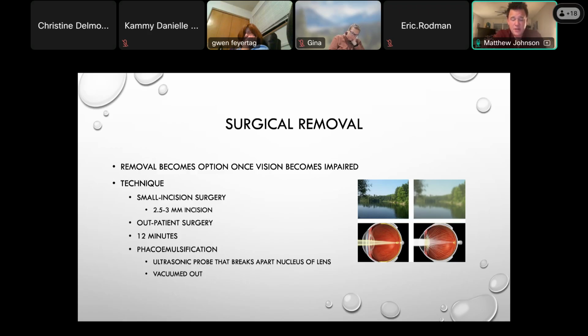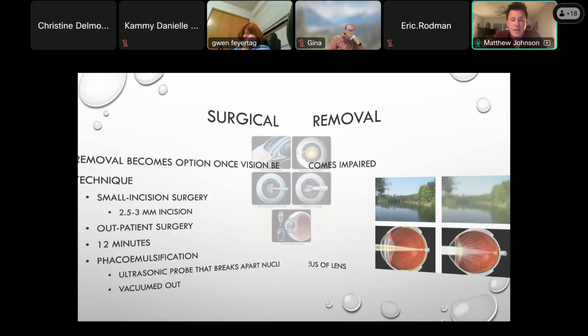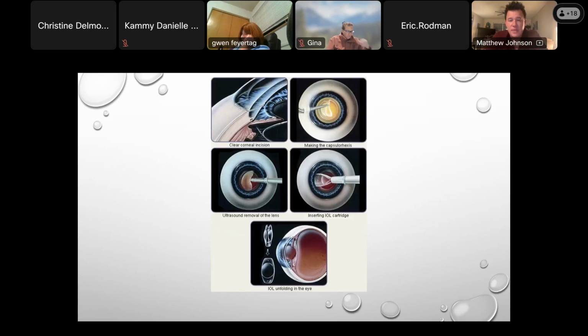They go in and do what's called phacoemulsification. They use an ultrasonic probe to break up the lens within the eye, because they can't just pull it out through the small incision. They use a suction cup, and then they literally vacuum it up. As they break it apart, they vacuum it out, and that's where they implant the artificial lens. I have this graphic that shows making a clear corneal incision, so a small incision.